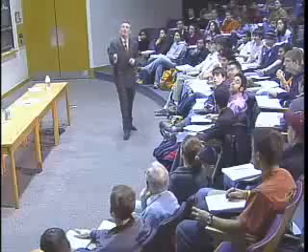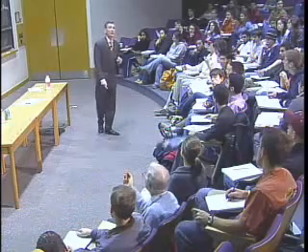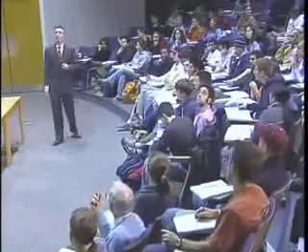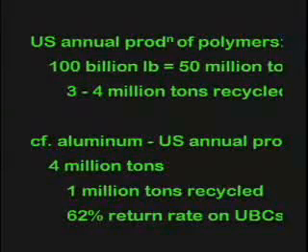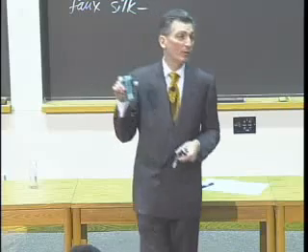3 to 4 million tons recycled. Steel, the U.S. annual production is 140 million tons, about 3 times that. 80 million tons is virgin metal, and about 60 million tons recycled scrap. A lot of recycling. Steel is the most recycled material, by far. You might say, well, what about aluminum? I heard aluminum was... yeah, you heard it from the aluminum industry. There's 4 million tons of aluminum capacity in the United States, about 1 million tons recycled, and most of it is thanks to the used beverage containers.